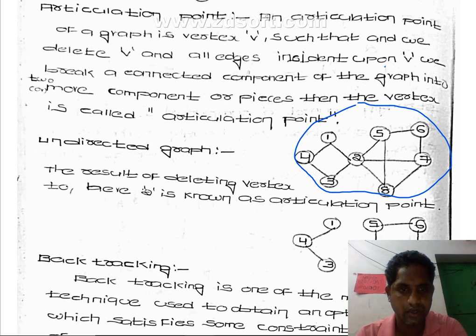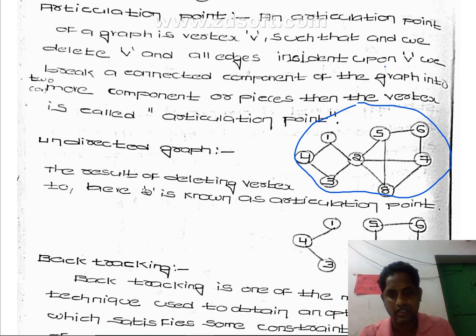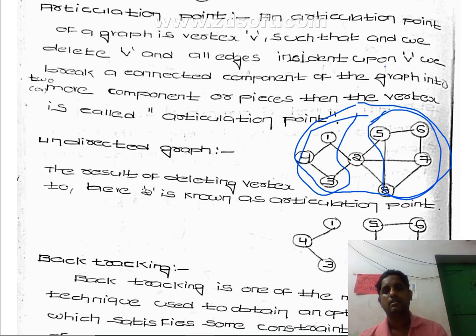See, for example, now take an undirected graph. The result of deleting vertex 2 here: 2 is known as an articulation point. If we delete 2, the graph divides into two parts. So it is called an articulation point.